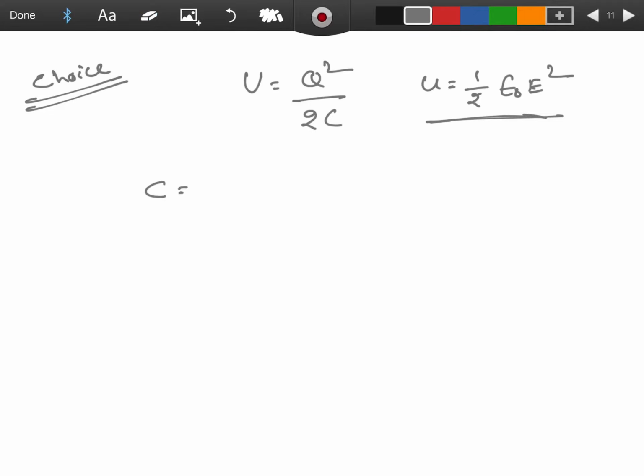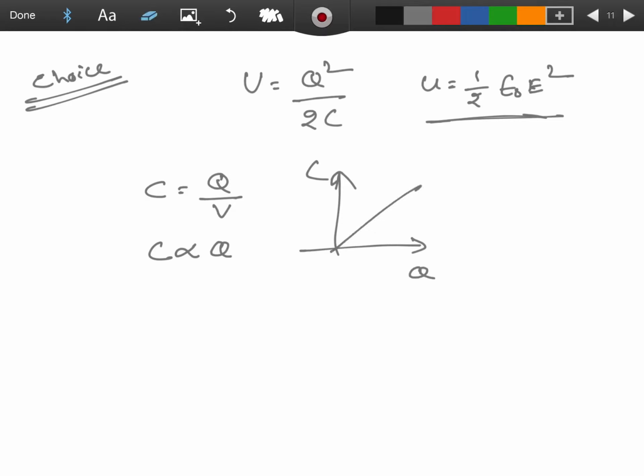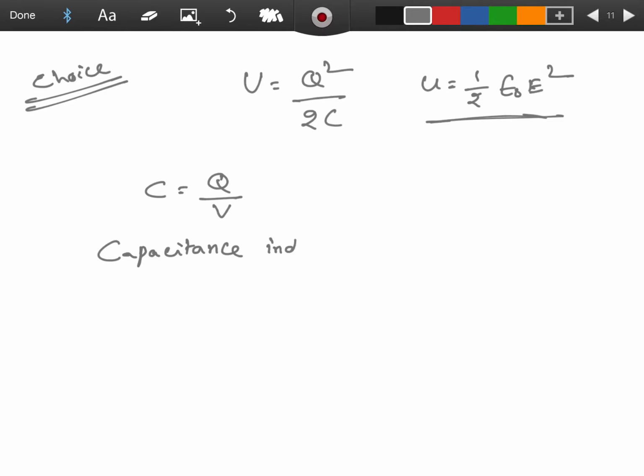C equal to Q by V. Students will confuse C is proportional to Q. Most of the students draw the C versus Q graph like this. But as per the properties of capacitance, it is independent of charge given.